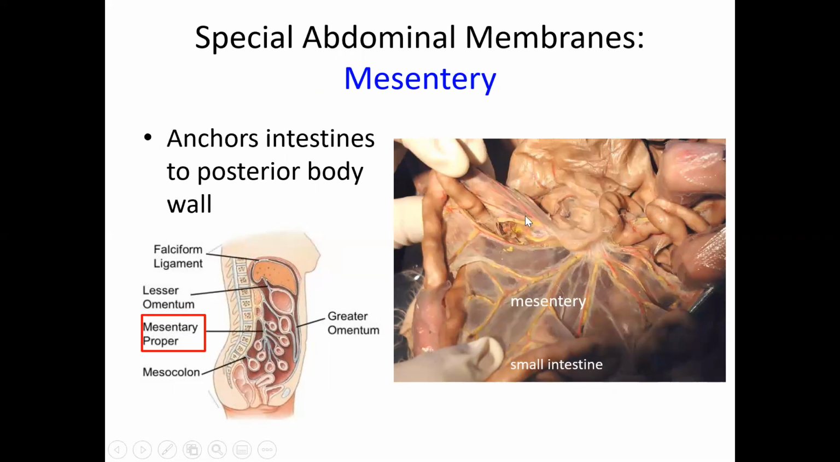So what you're looking at in this picture here is if you take the small intestine, which would be this tube right here, that's the small intestine, and if you pull it outwards, behind it, anchoring it to the back wall, this would be the mesentery. In this picture here, you see yellow and red. The yellow is a vein.